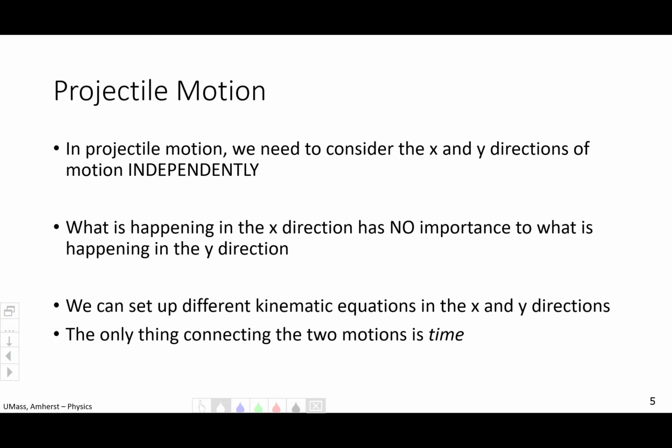Time is the only connecting factor because it's going to take the same time. It starts at the same time and it lands at the same time. You don't land horizontally first and then vertically, you just land. So the total time that it takes to launch and land is going to be the same horizontally and vertically. And that ends up being a pretty important factor, actually.